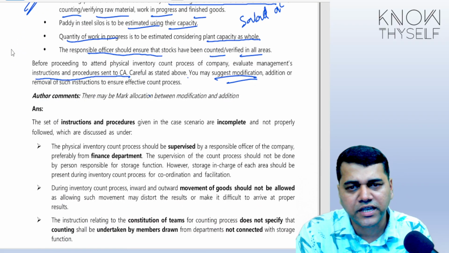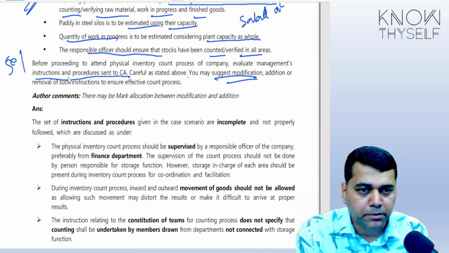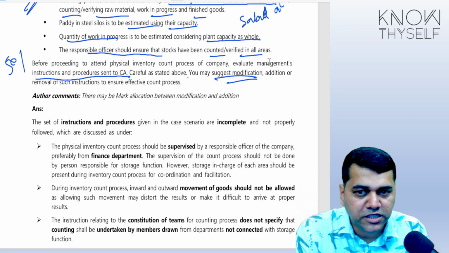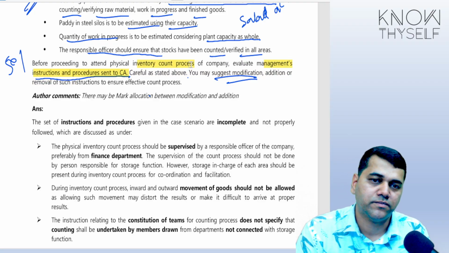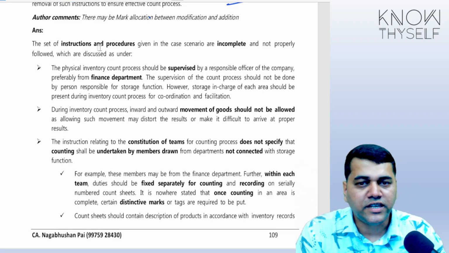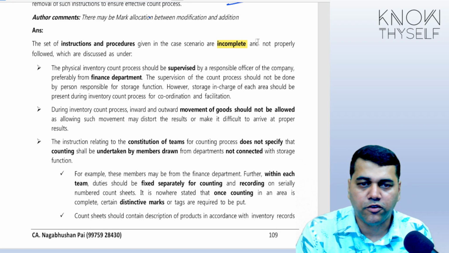Okay, anyhow, we will study right now only, but this has to go in SA 501 next chapter. Yeah, because this is the keyword for you: management instructions and procedures for inventory count process. Now, the set of instructions and procedures are incomplete. They are not followed properly.